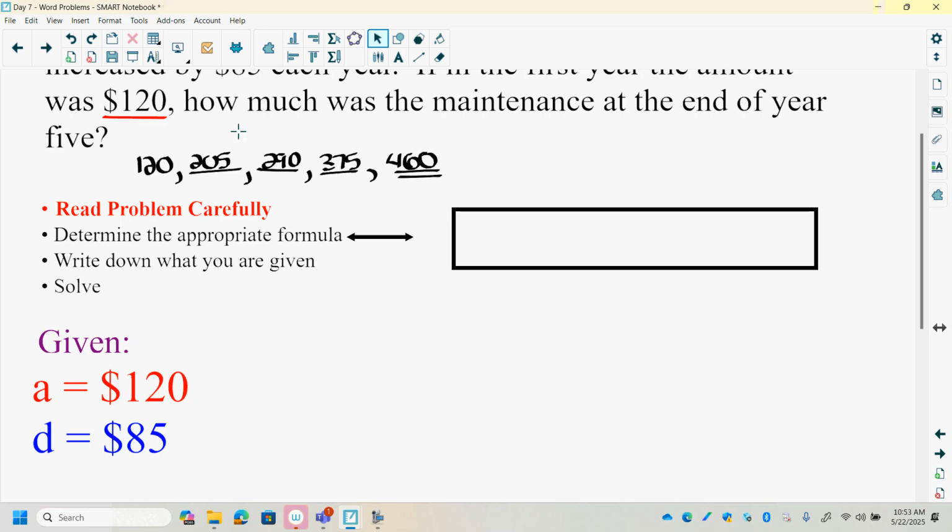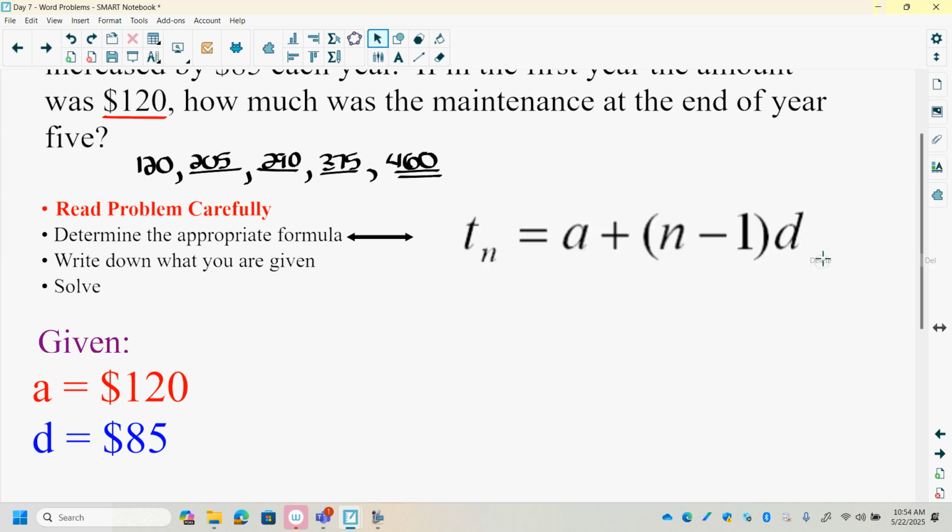And to answer this question, how much was the maintenance at the end of year 5? Term 1, term 2, term 3, term 4, term 5. What would the answer to that question be? 460 what? Dollars. Good. Okay. Now, if you wanted to use the formula to solve it, I should still get the same answer, 460, but this is what it would look like.